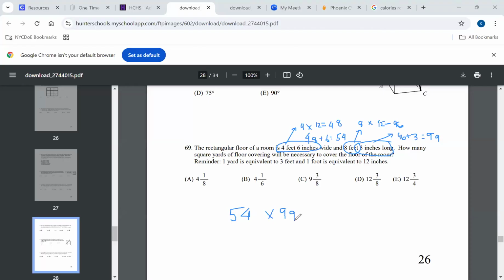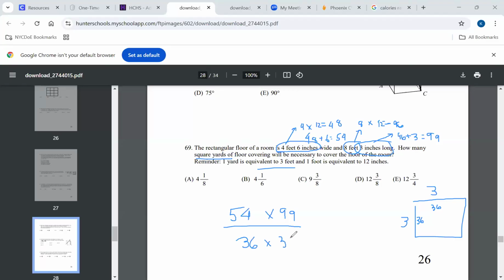But I wouldn't go ahead and multiply this out just yet. We know that we're going from these inches to yards. So a square yard, if we look at the info here, is 3 feet by 3 feet. So there's 36 inches here, 3 times 12, and another 36 inches here. So at the end of finding out what 54 times 99 is, we would be dividing it by 36 times 36.